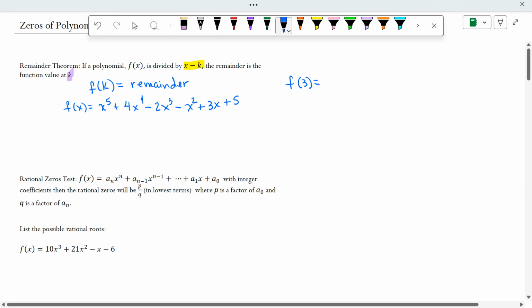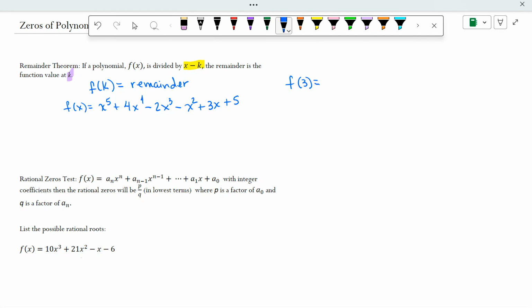up until now what I would have to do is plug the 3 in and take 3 to the 5th and then 3 to the 4th and multiply it by 4, and then take 3 to the 3rd and multiply it by -2, and then take 3 squared and then 3 times 3 and then 5, and then I would have to combine all of those numbers, and that's a lot of work.